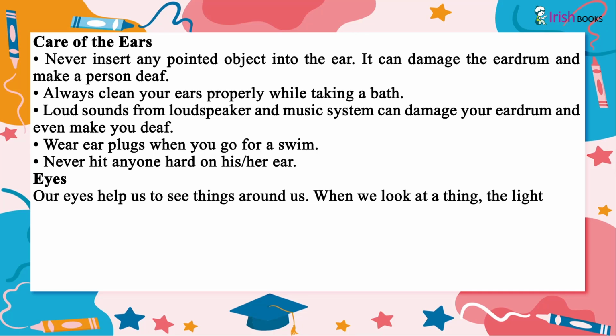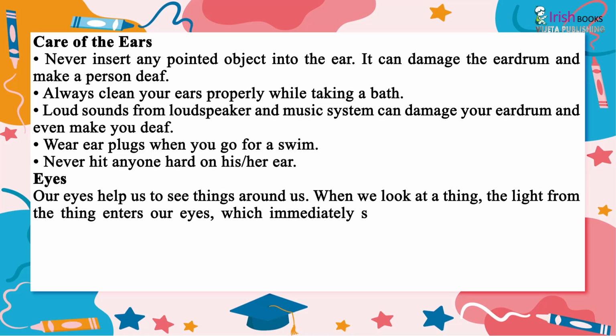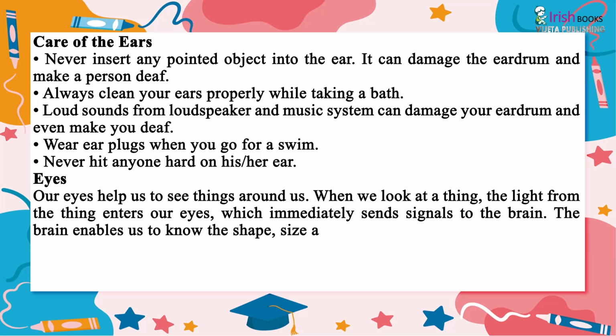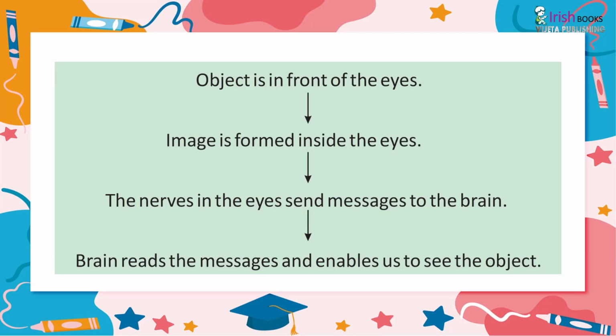Eyes. Our eyes help us to see things around us. When we look at a thing, the light from the thing enters our eyes, which immediately sends signals to the brain. The brain enables us to know the shape, size, and color of the thing we are seeing.